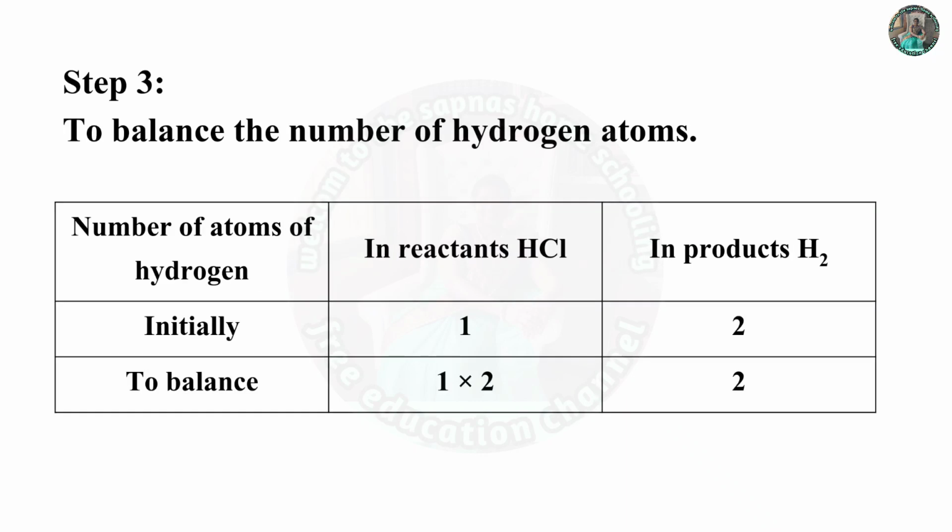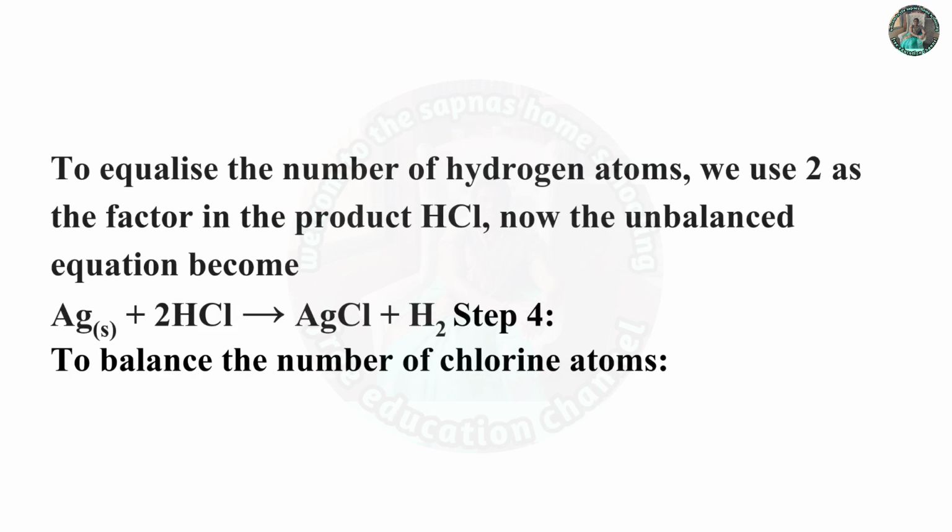Step 3. To balance the number of hydrogen atoms, number of atoms of hydrogen in reactants and in products. So initially they are 1 and 2. To balance, we have to multiply in reactants. To equalize the number of hydrogen atoms, we use 2 as the factor of HCl in the reactant. Now the unbalanced equation becomes Ag plus 2HCl is equal to AgCl plus hydrogen.